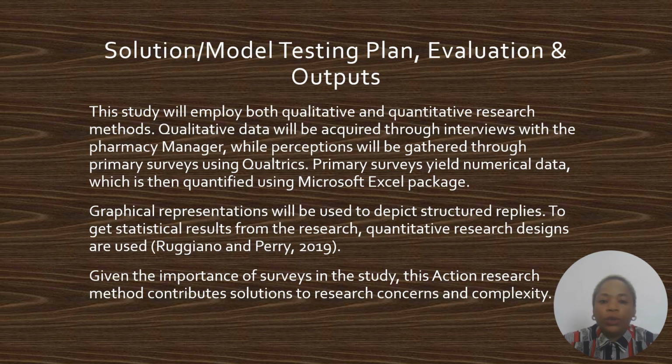So for solution model testing plan, evaluation and outputs, in this study we use a qualitative and quantitative approach. The qualitative approach is where we interview the pharmacy manager to know his own view on the proposed recommendation, as well as the quantitative approach, a survey using Qualtrics with a target audience of 300 people. After that, collation will be done. We use Excel software package to visualize the data.